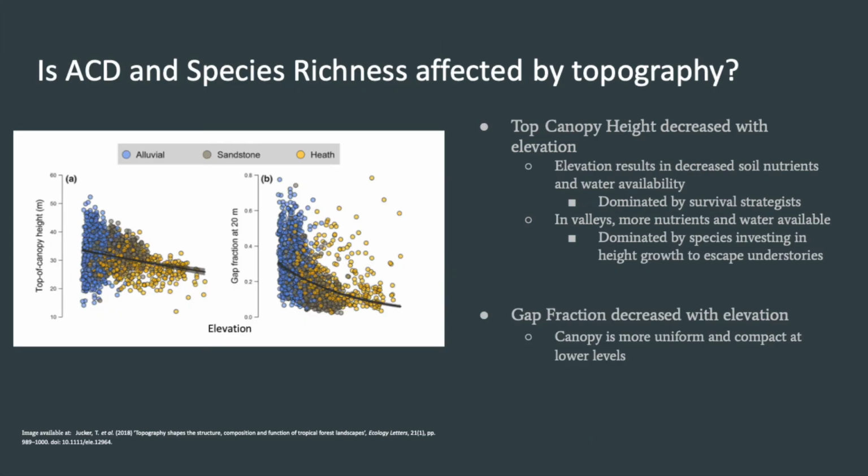After assessing the results, it is clear topography greatly affects structure and composition of the ecosystem. The top canopy height, as seen in the graph on the left, declined progressively with elevation, supported by previous work on carbon allocation strategies. In areas of high elevation, soil nutrients and water become increasingly limiting. Tree species therefore tend to focus on survival rather than height growth. Canopy height was greatest in valleys. These trees invest heavily in height growth to escape the shaded understories. Gap fractions also decreased with elevation. As elevation decreased, the canopy structure became much more uniform and compact, highlighting that subtle differences in elevation can contribute to driving strong changes in the composition and community dynamics.